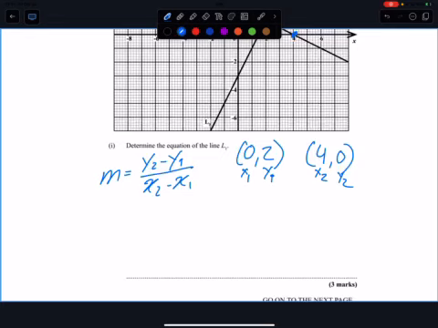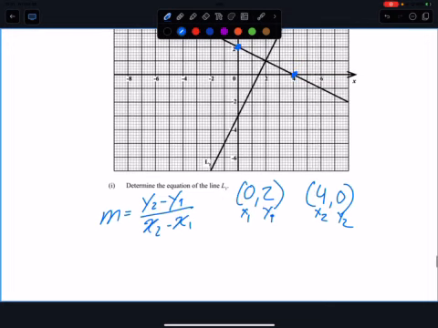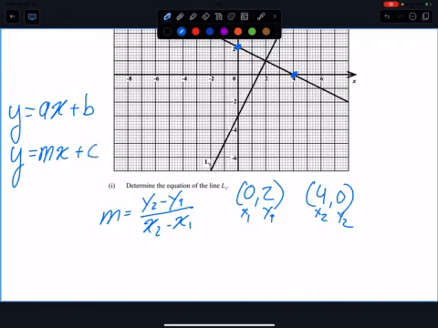The Dutch version is y equals ax plus b. That's the Dutch version. For the UK version, we say mx plus c. That's why you see m instead of a.